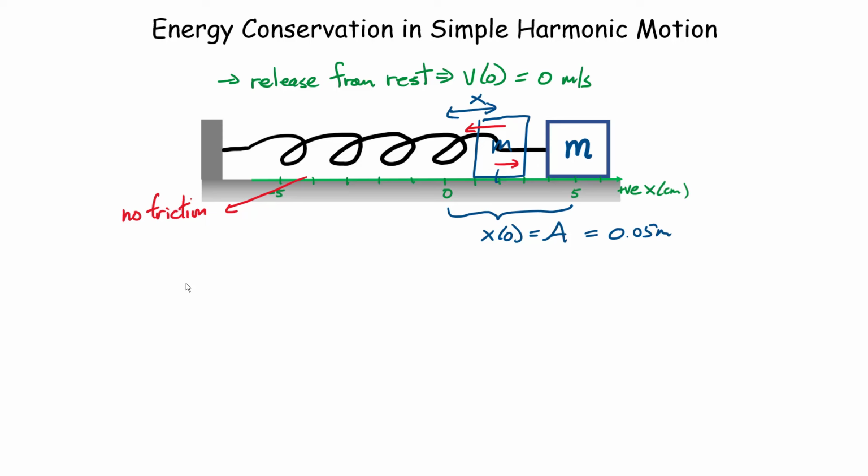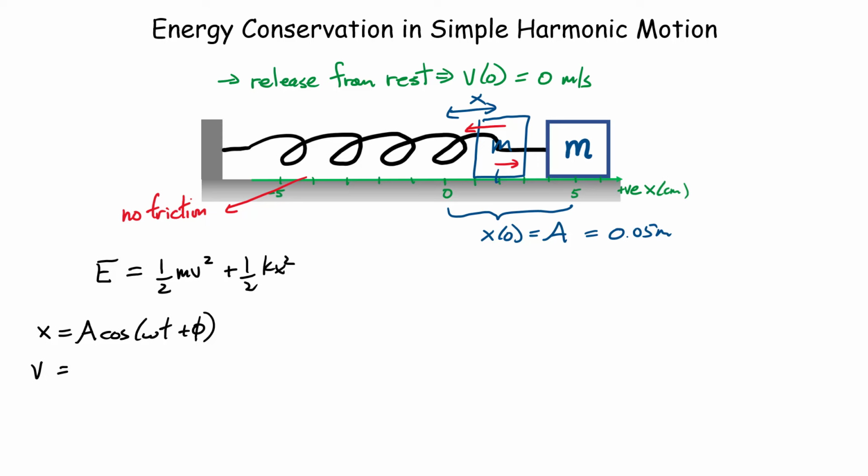Another way that you can show that the energy is conserved is by doing something like this. You write the total energy as 1/2 mv squared plus 1/2 kx squared. Now we're going to use our kinematic equations from before. Remember, I was able to write the position as a cos of omega t plus some phase factor, and I was also able to take the derivative of this with respect to time. So you get minus omega a sine of omega t plus phi.